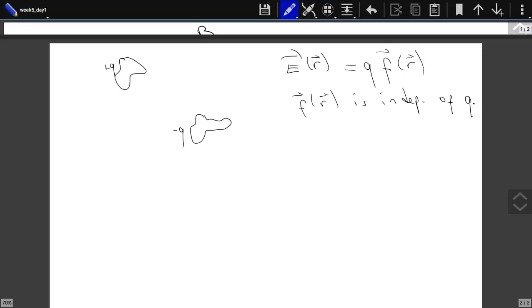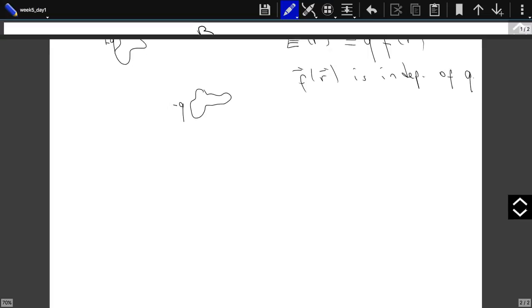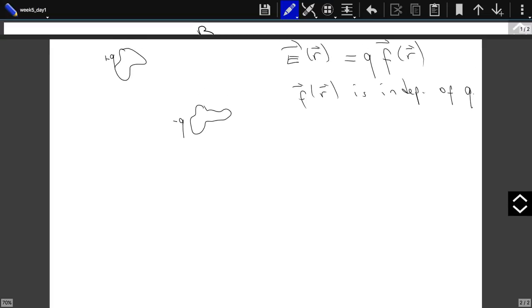But this function, F of R, when you have the same charge in both of them, just the difference in signs, it doesn't depend on these charges Q. It only depends on how these conductors are positioned and what are their shapes. But it will not depend on the charge. It will not depend on the electric field created, etc. Now, this will be a nice observation in a moment.